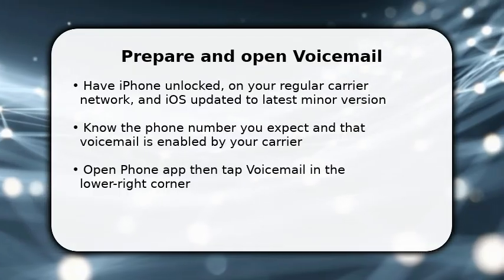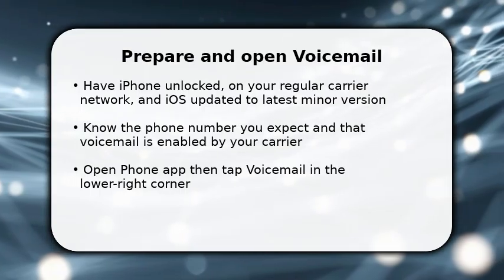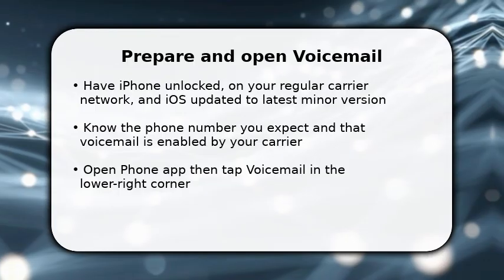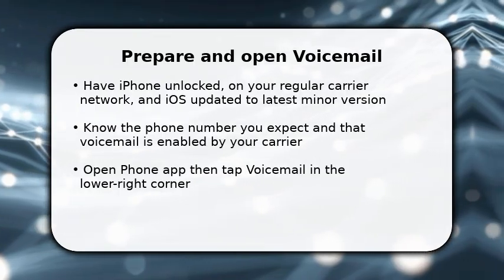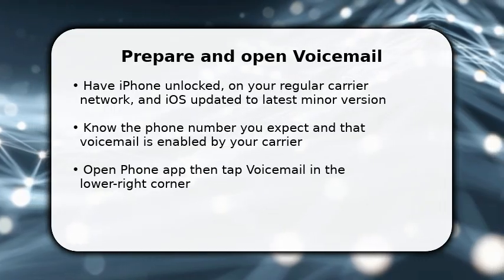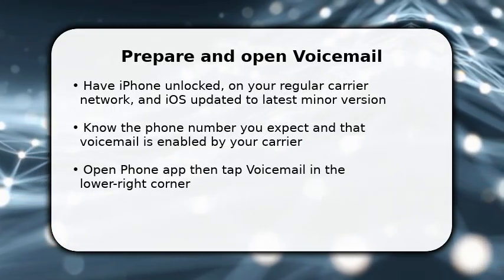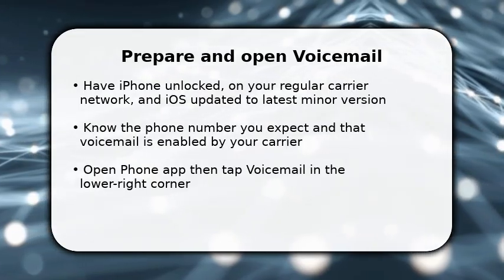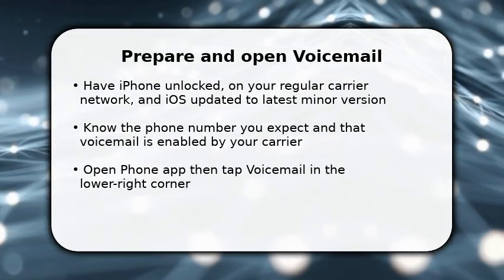You start with the essentials. Make sure your iPhone is unlocked, connected to your carrier network, and running a recent iOS build so voicemail layout matches. Once done, open the Phone app and tap Voicemail in the bottom right. You do this because voicemail and blocked message access live inside the Voicemail tab. Skipping straight to Settings won't show hidden voicemail items.